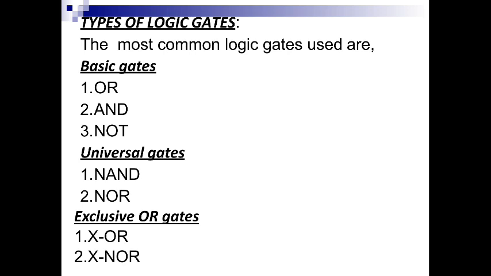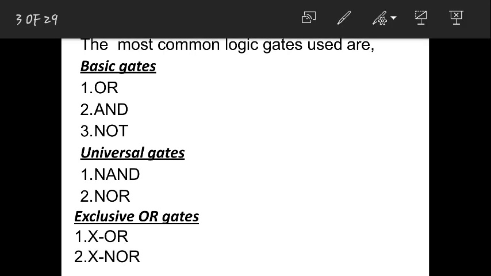Good morning everyone. In the previous session we have seen the logic gates, basic gates and universal gates. In the basic gates we have OR, AND and NOT gate, whereas in universal gates we have seen NAND and NOR gate. So in today's session we will see XOR and XNOR.